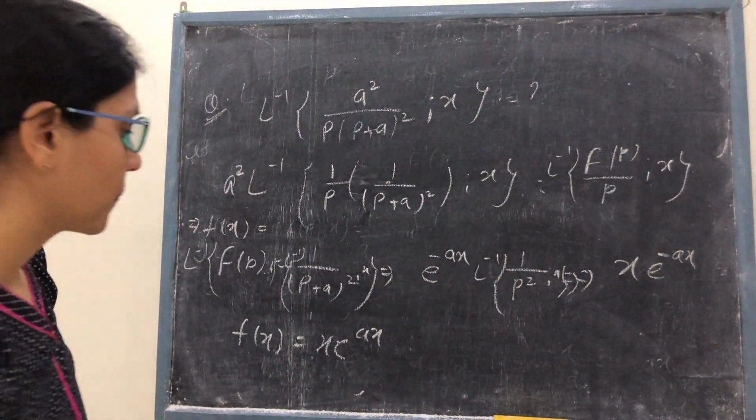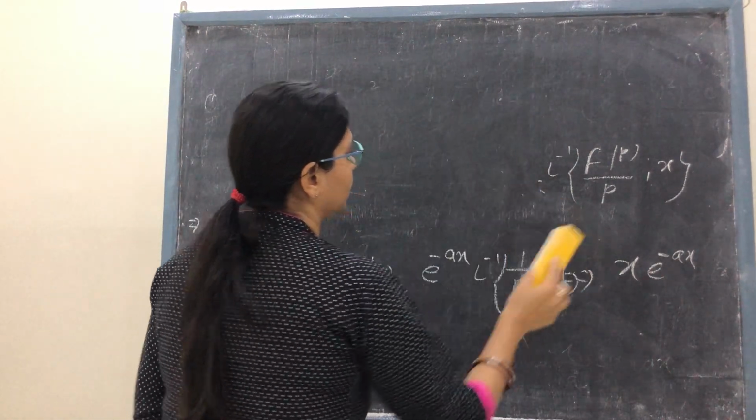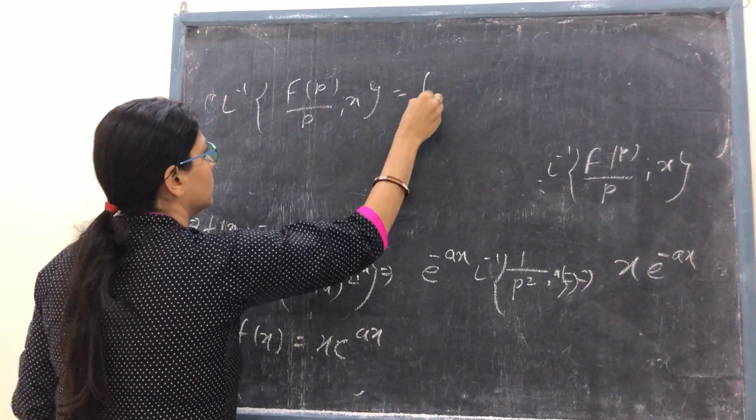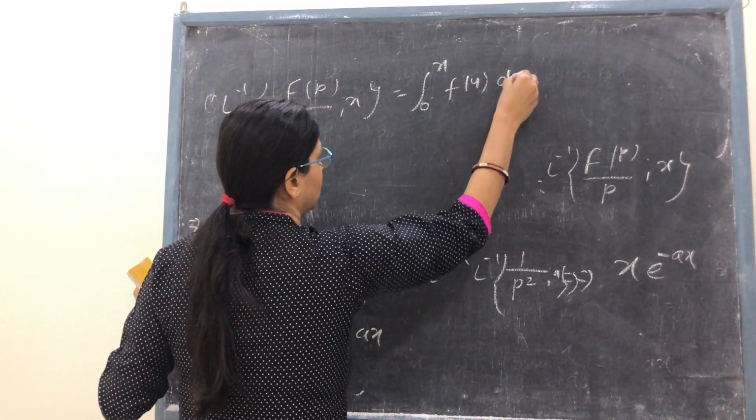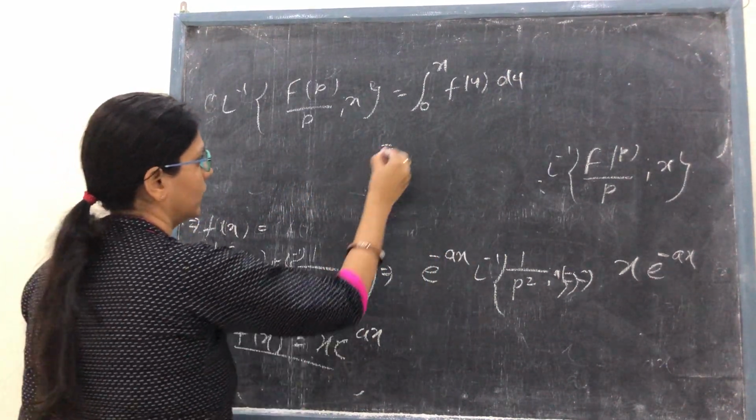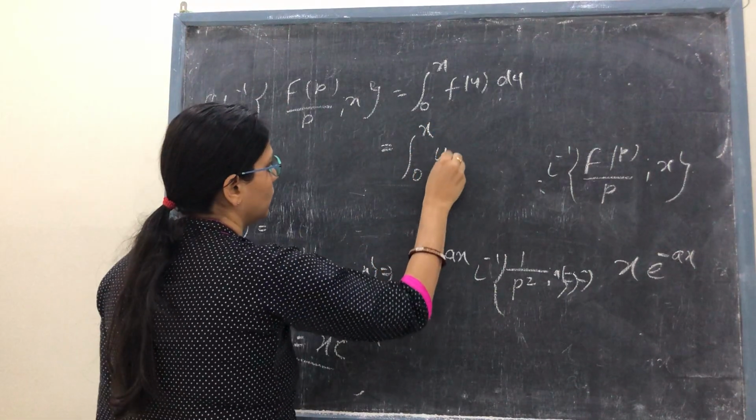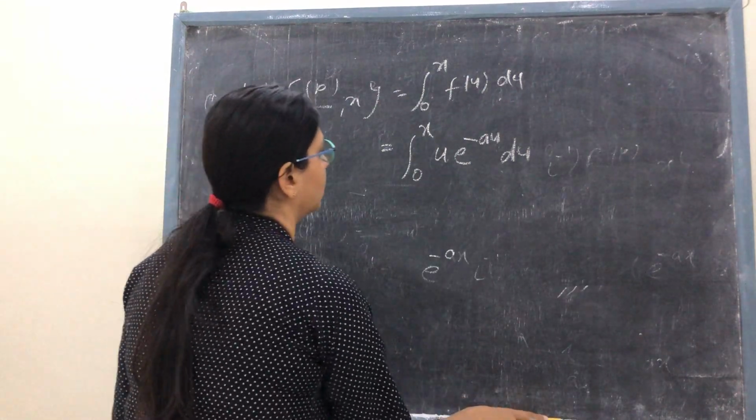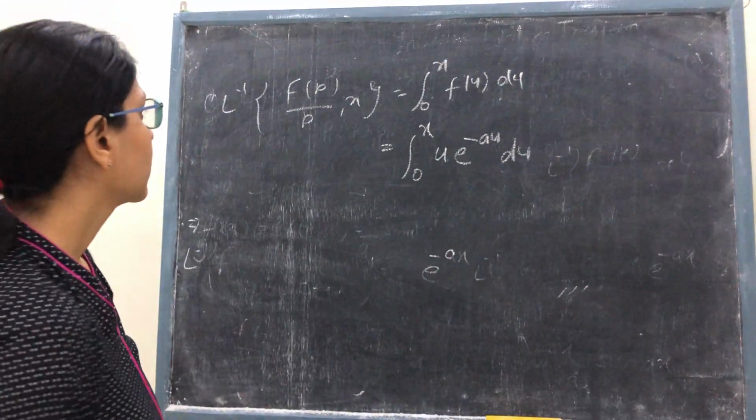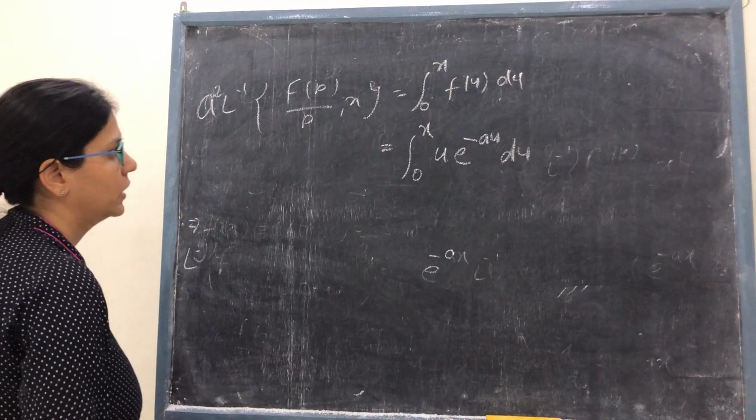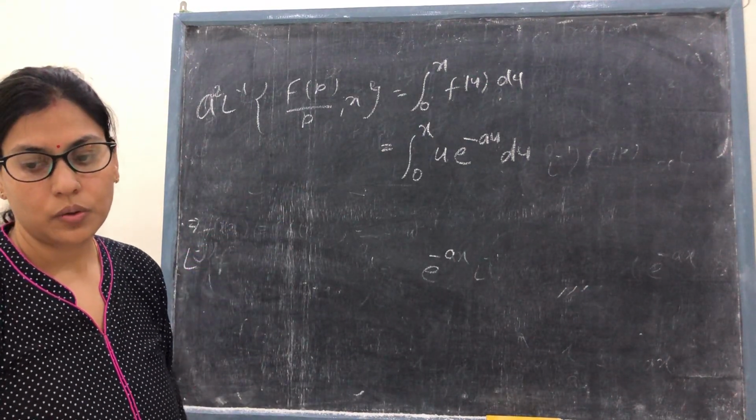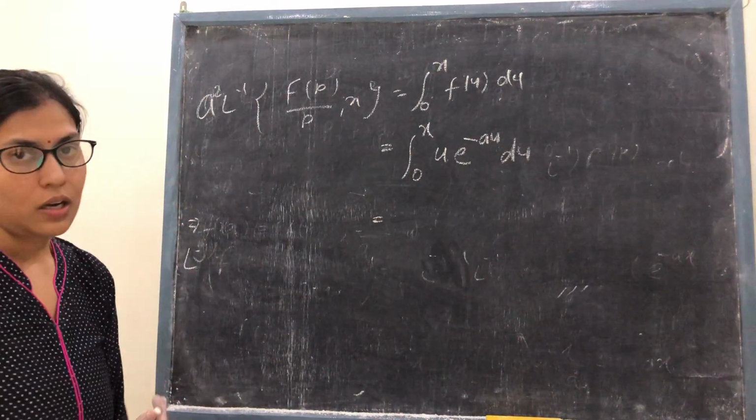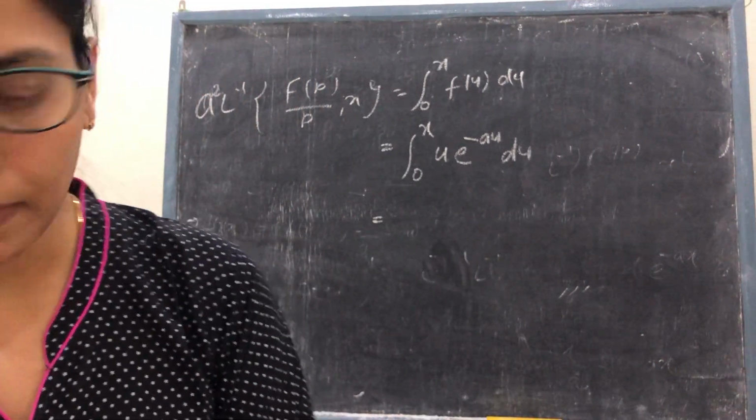Now the formula of L inverse f of p over p x is the integral from 0 to x of f of u du. So here what is our f of x? This. So we can write it as the integral from 0 to x of f of u, changing x into u, e raised to the power minus au du. And solving this integral, you will get the Laplace inverse of this function. Here a square is outside of this function.